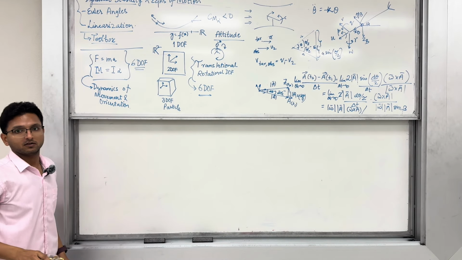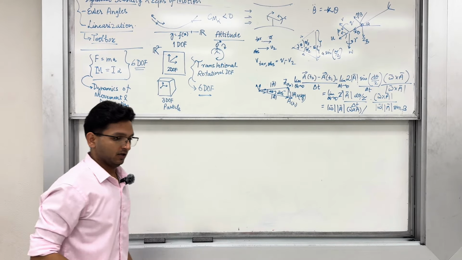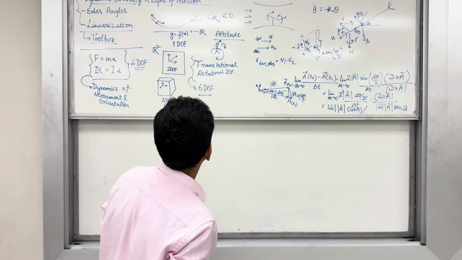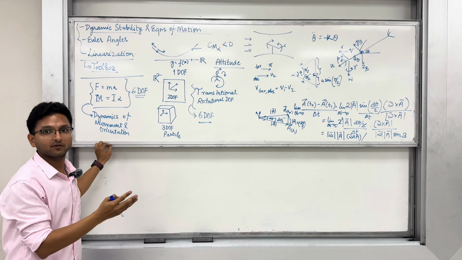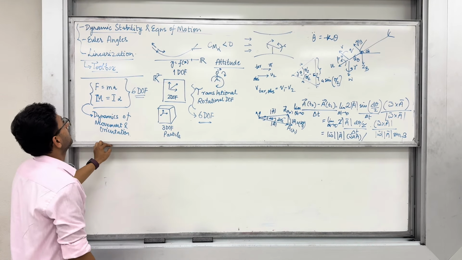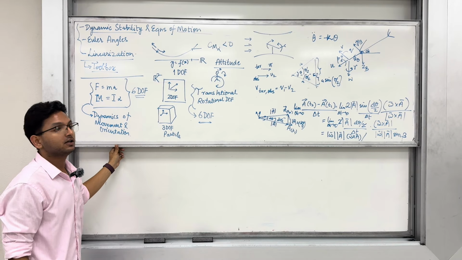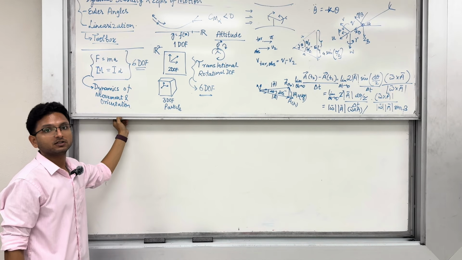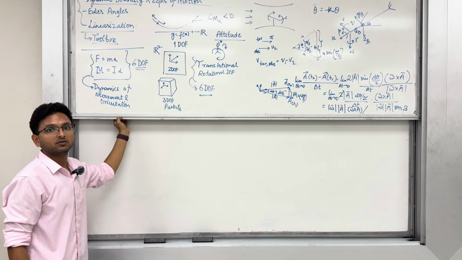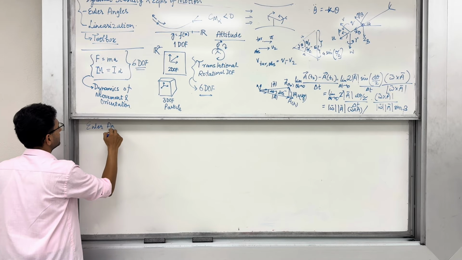Then we have Euler angles. Dynamic stability and equations of motion you can think of as the veggies and meat. Euler angles is basically the next step that helps us move from one orientation to the next. So, what is Euler angle? For Euler angles the concept is very simple.